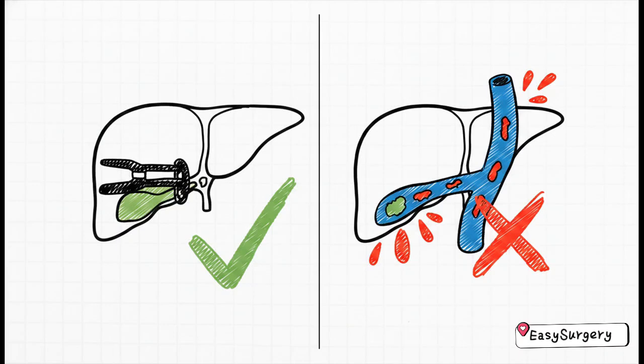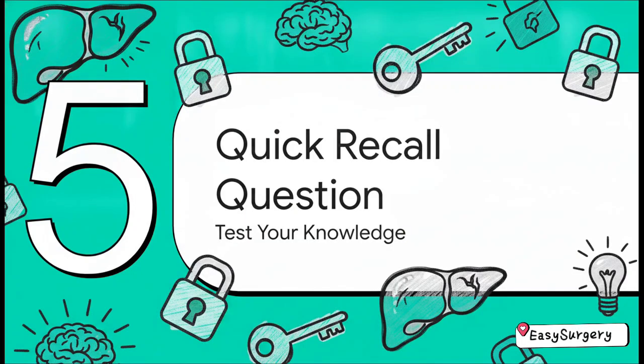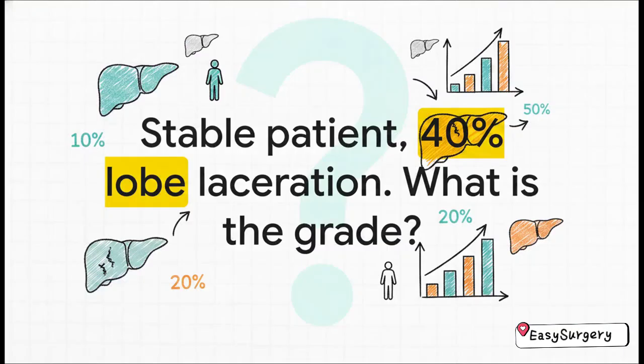And finally, trap 4 tests your anatomical logic, building right on our earlier pearl. The Pringle maneuver only controls inflow from the portal triad. It absolutely does not control hepatic venous or retrohepatic caval bleeding. If an answer option suggests the Pringle maneuver will solve a retrohepatic bleed, I promise you it's a trap. Okay, last up, Section 5, a quick recall question. Let's lock this knowledge in.